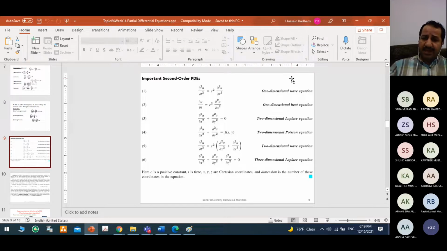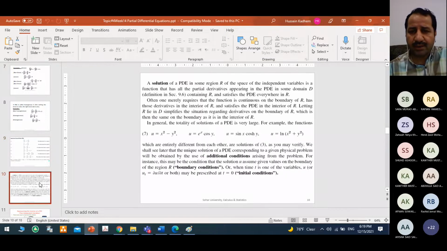Scientists gave them names such as wave equation in 1 dimension, in 2 dimensions, heat equation. As you can see them, we will solve some problems later on some of these equations.